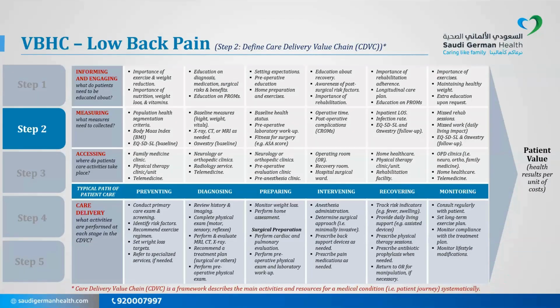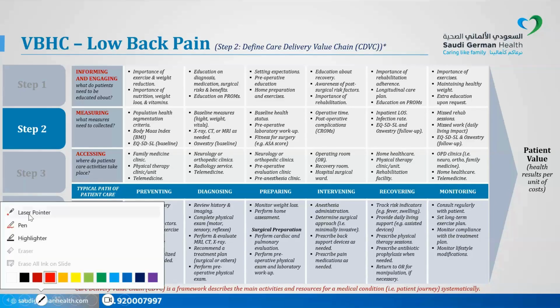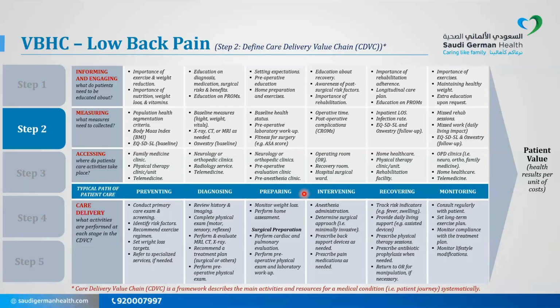After that, we went to step 2, which is the care delivery value chain, the most important step in our implementation. During this step, we identified the stages of care for the patient, which include the preventing stage, diagnostic stage, preparing stage, intervention stage, recovery stage, and the monitoring stage. For each stage, we identified certain points and certain questions we should answer, and the patient and the team should know what they will do for each stage.